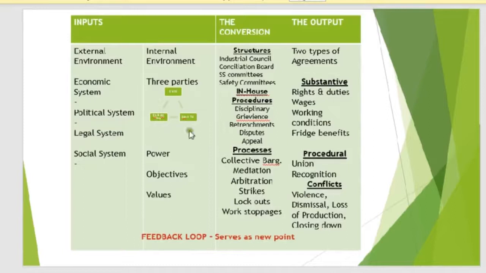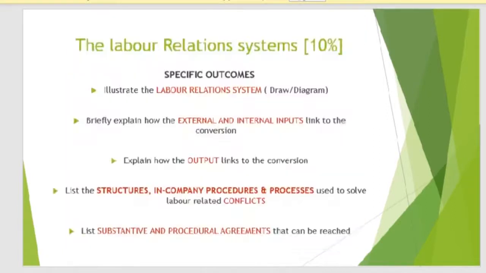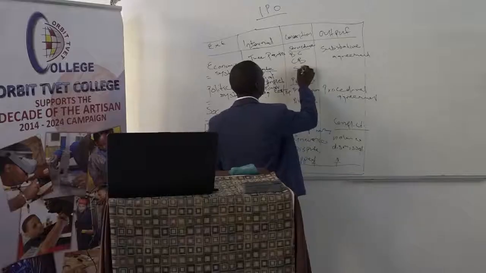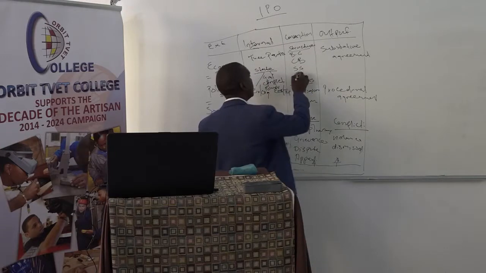The other objective is that we are supposed to look at the structures that we have already discussed, so that we can now explain them, or list them. They do not only end at the bargaining council, collective bargaining or the conciliation boards, but they will now include the shop steward committee. They will also include the safety committee in the workplace.